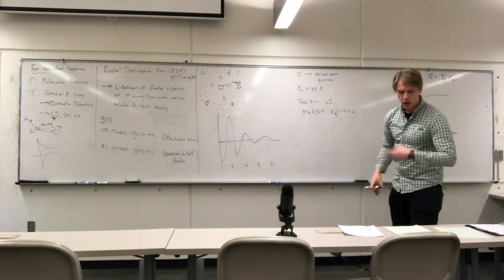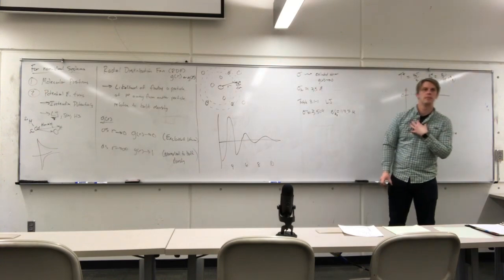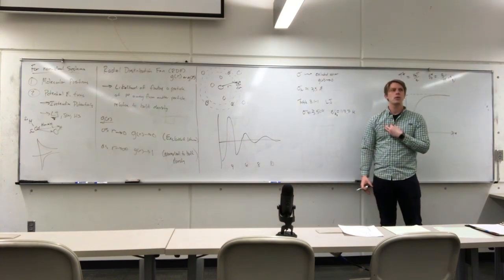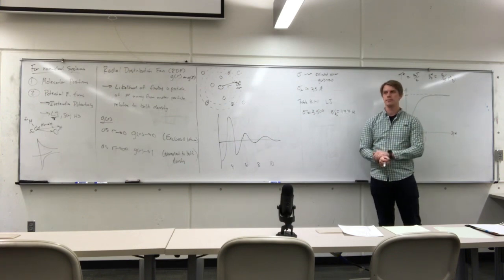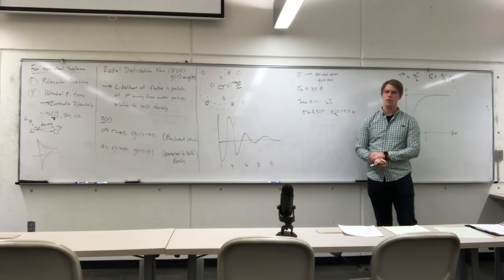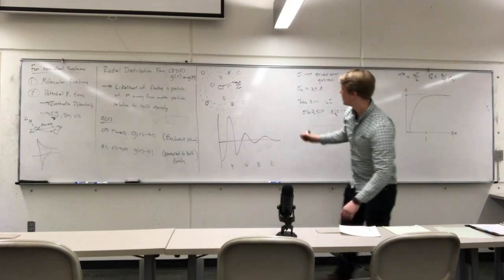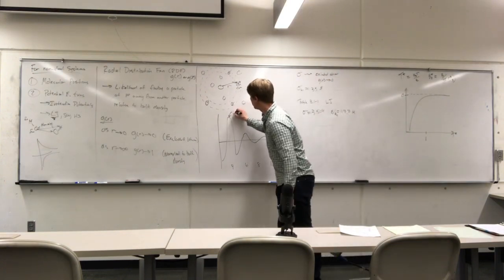So if I were an argon atom, how close on average is the nearest next argon atom? About 4. Right, we can see here, this is effectively the nearest neighbor.